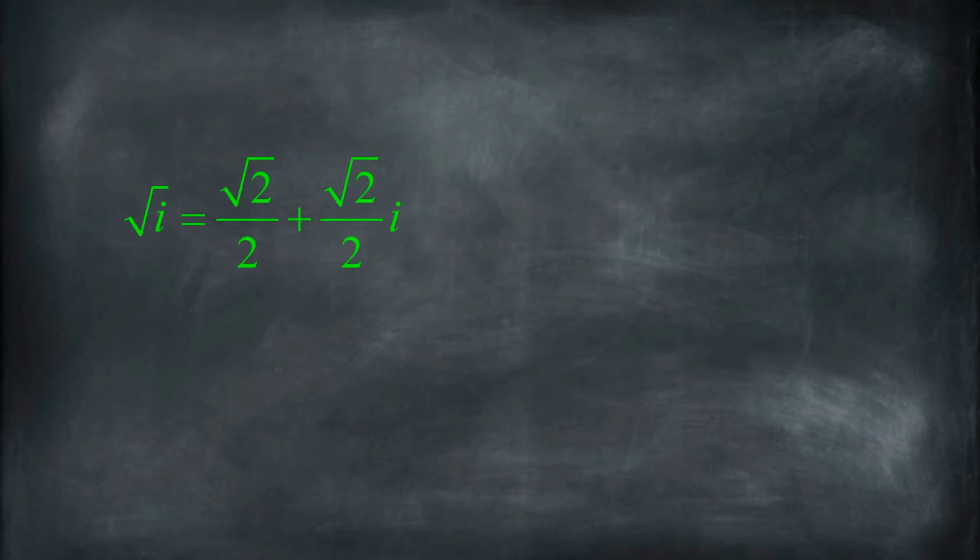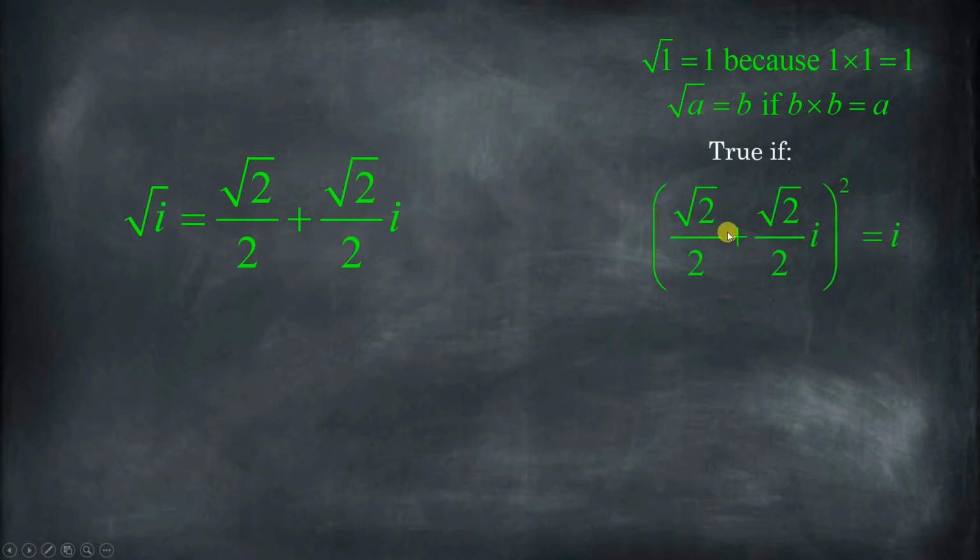Now, first of all, square roots. The square root of 1 is equal to 1 because 1 squared equals 1. So the square root of a radicand equals another number if that number squared equals the radicand. So if I square this whole thing right here and I get i, then it's good. So let's try that, right? Let's square both sides, see what happens. The square root of i squared is i, of course, right?